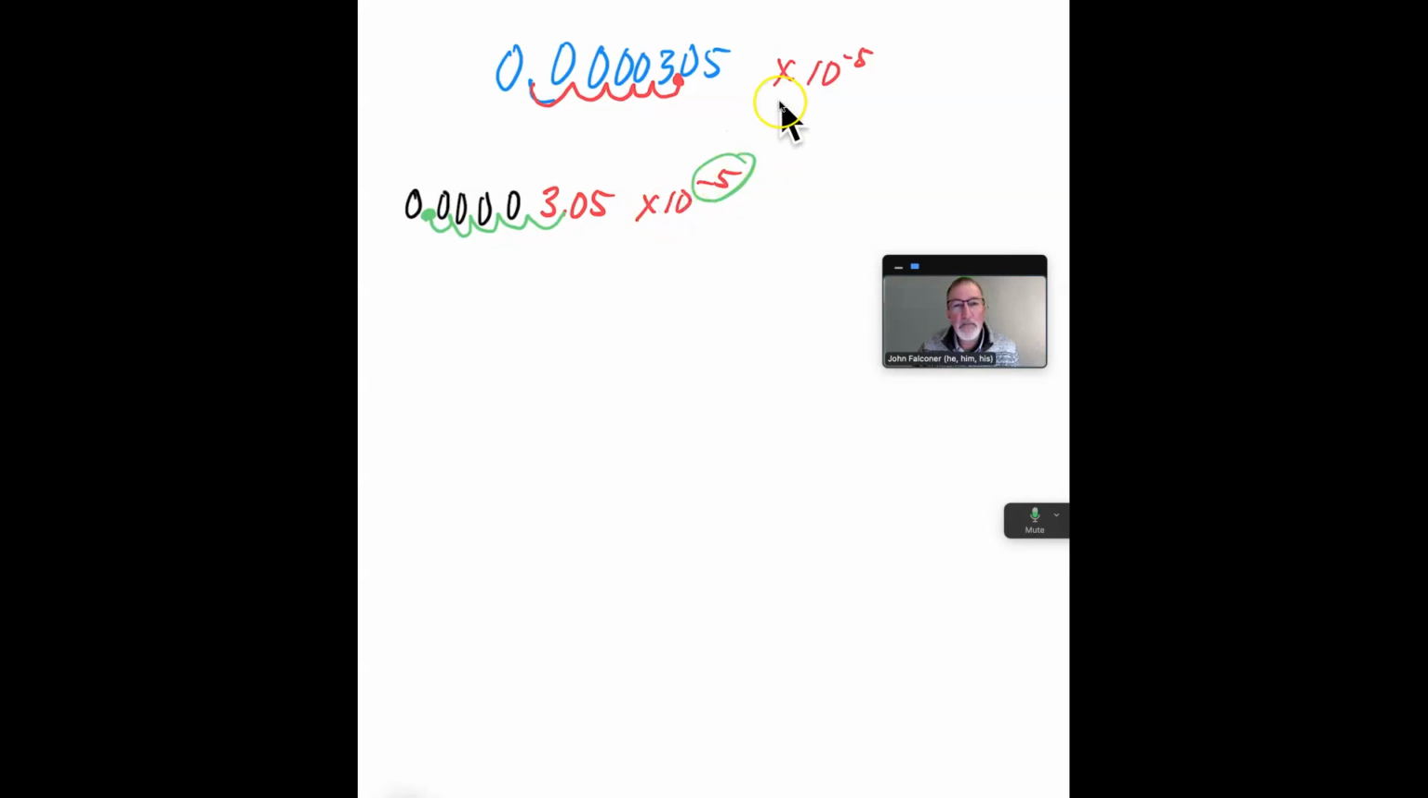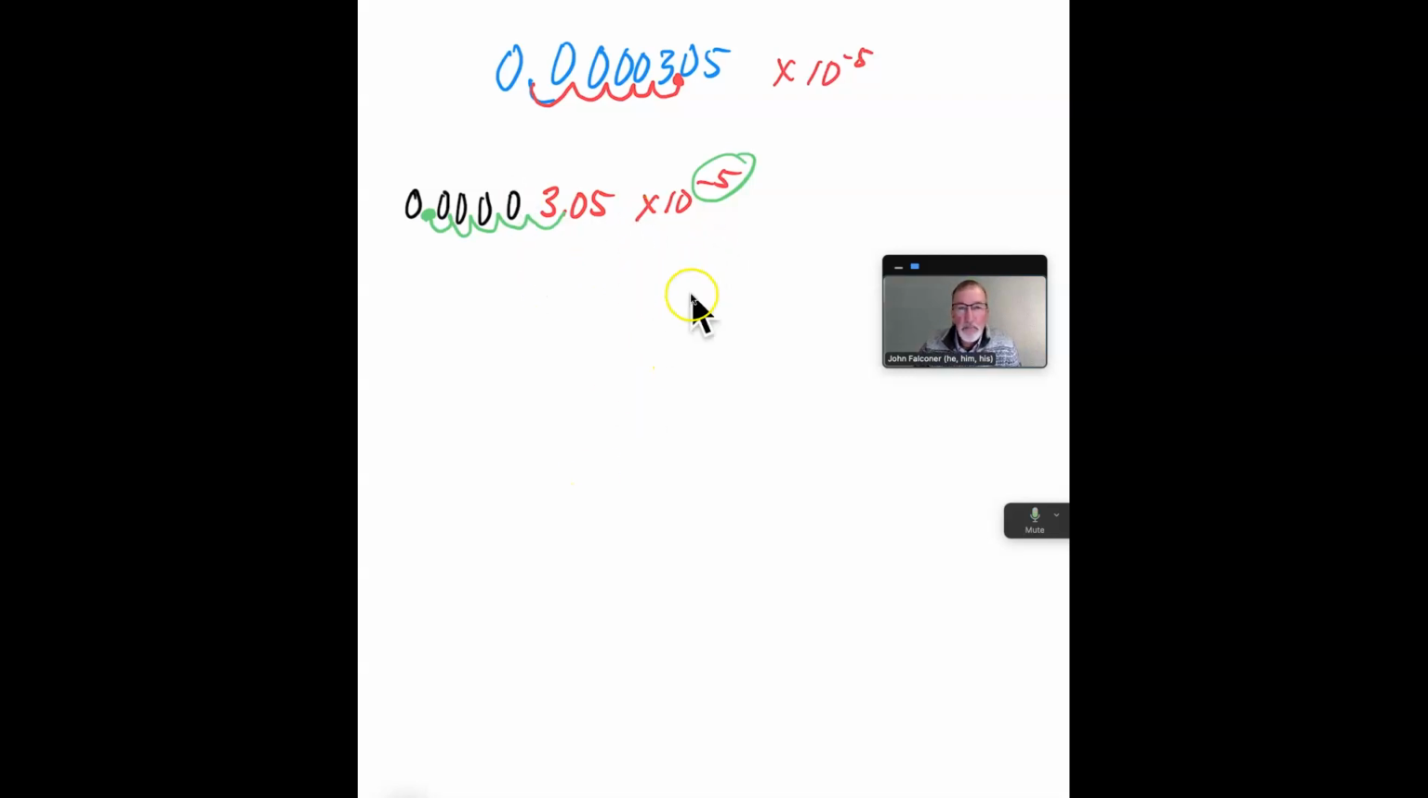Anyway, this is how we convert it. When you have a very small number like this, the first significant digits are far to the right of the decimal point, so you're going to have a negative exponent. That's the opposite of the other problem we just did, where we were dealing with a large number.